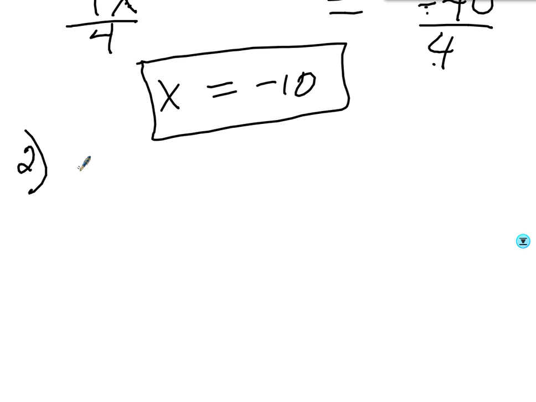Number 2. Let's write it. 2 parentheses 3x plus 2 close the parentheses equals.